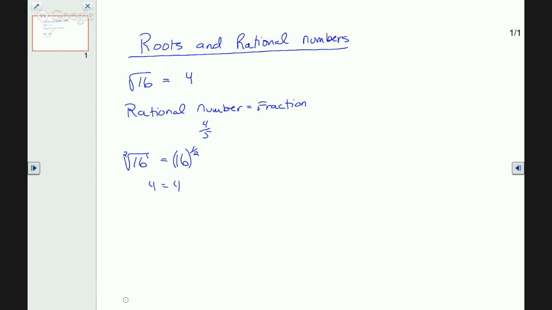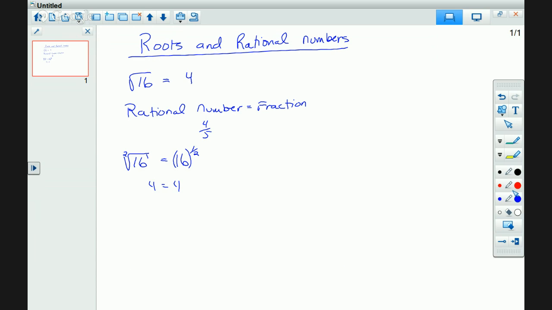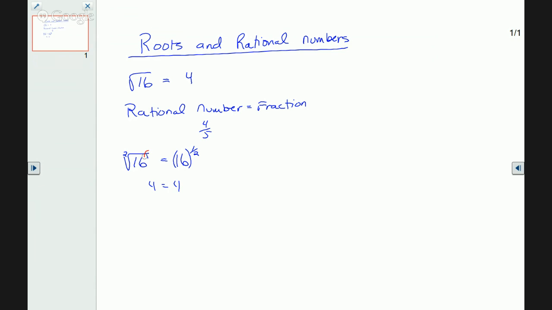So this number right there is the numerator, and this is the denominator. Same thing every time.